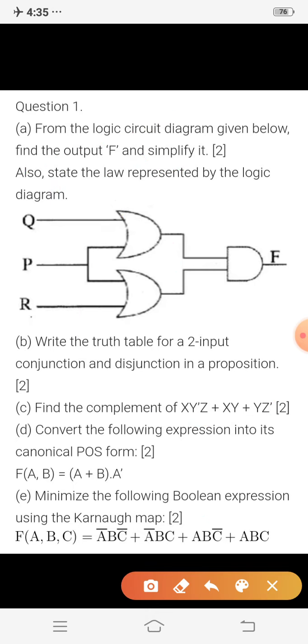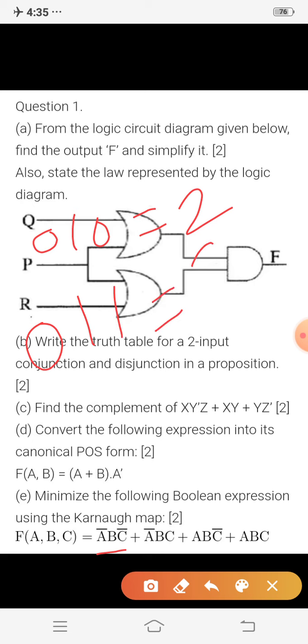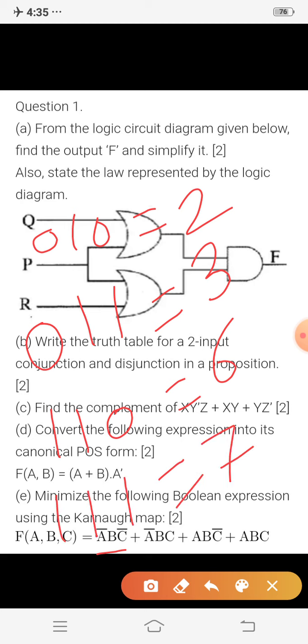Look at here. First term is A bar B C bar, means 0 1 0. 0 1 0 is actually what? 2. Next is A bar B C. 0 1 1 is 3. Next is A B C bar. 1 1 0. It is 6. Next is A B C. A B C means 7. So 2 3 6 7. So the question will be like sigma 2, 3, 6 and 7.